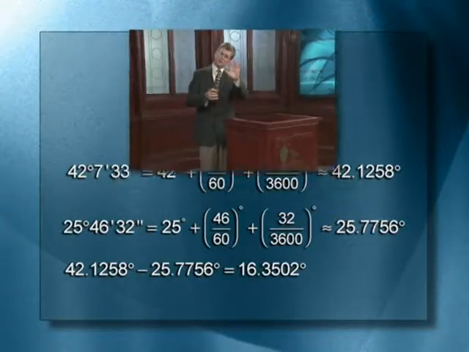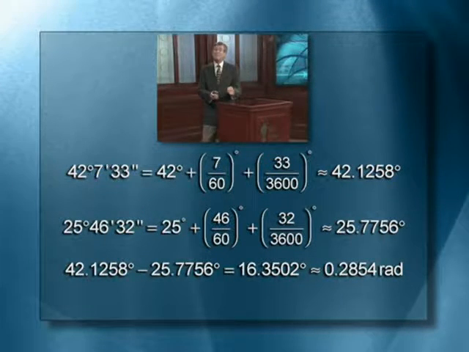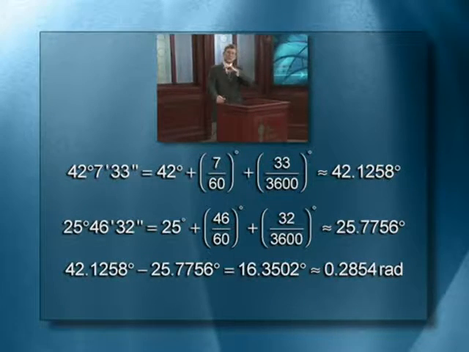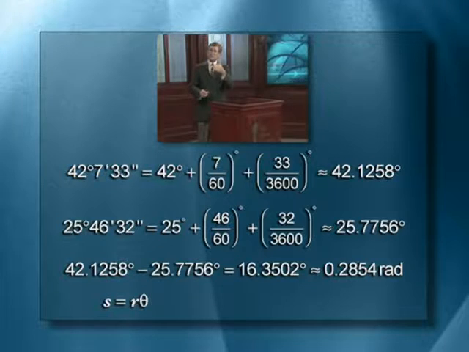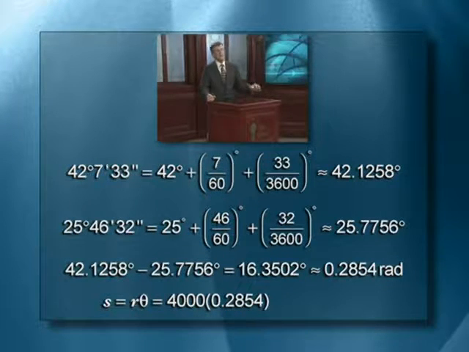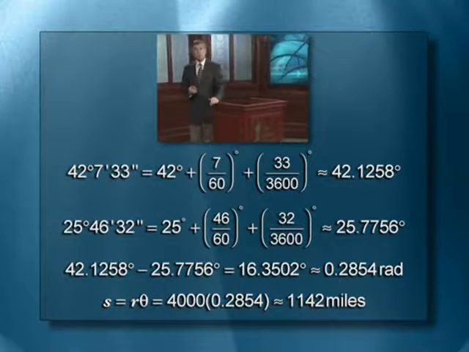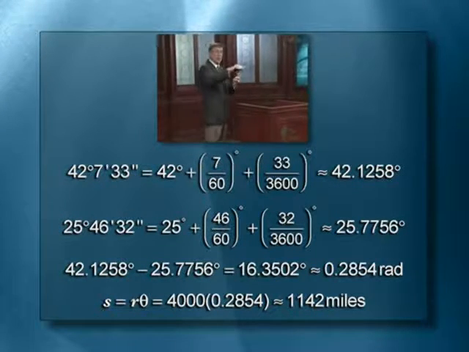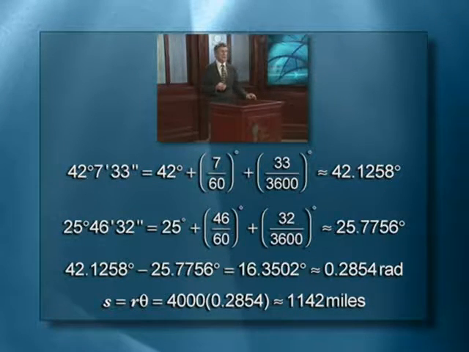We're in degree measure. We have to convert that to radians, don't we? And trust me, when you do the conversion, you get approximately 0.2854 radians. And now we're almost done. How far is the distance? Well, that's the arc length. That's the length of the piece of the sphere. It's r times theta. r, we're assuming, is 4,000. Theta is 0.2854 radians. It comes out to be about 1,142 miles. That's the distance you would drive along the highway if there were a direct route from Miami to Erie.